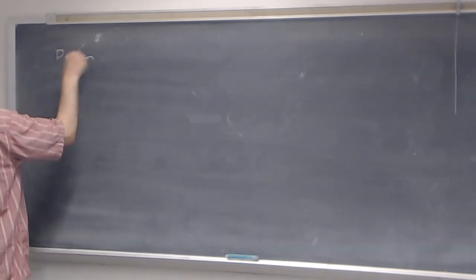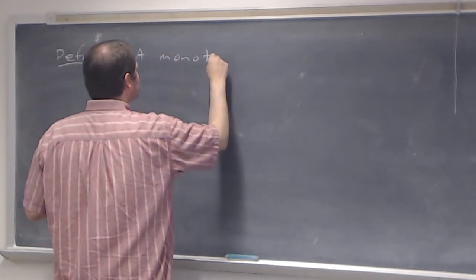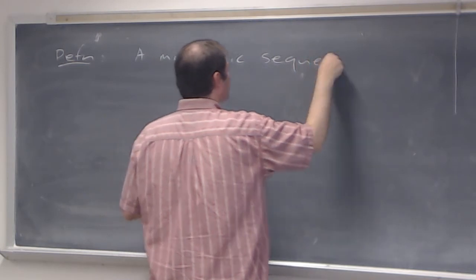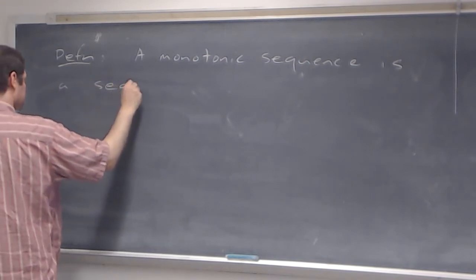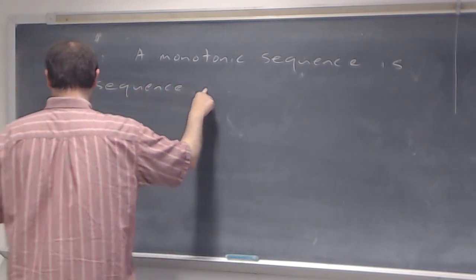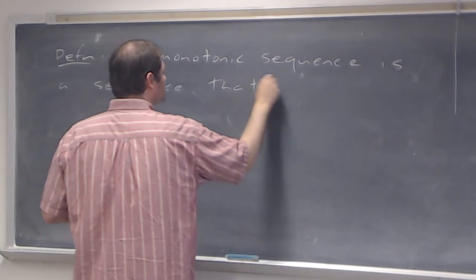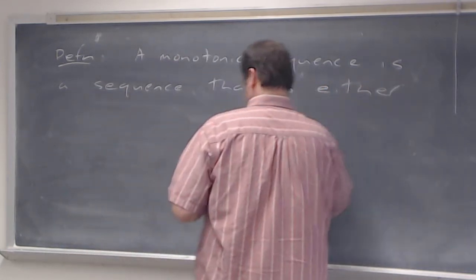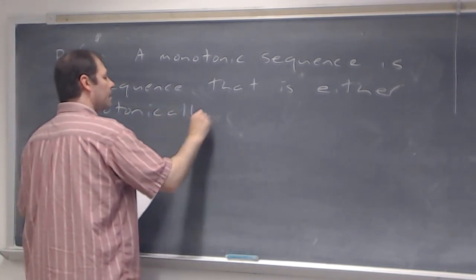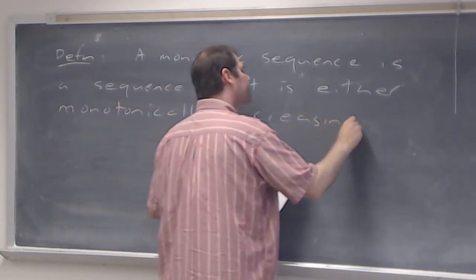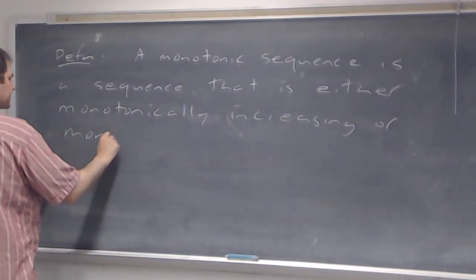Definition. A monotonic sequence is a sequence that is either monotonically increasing or monotonically decreasing.